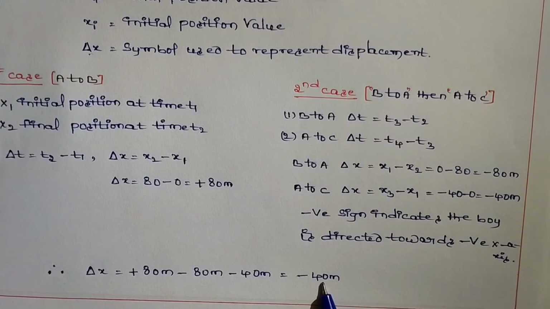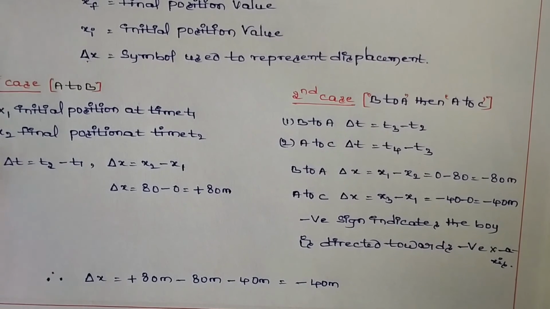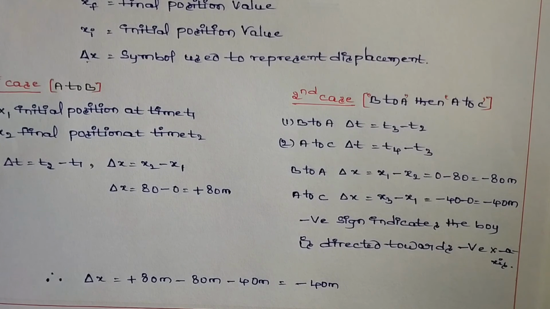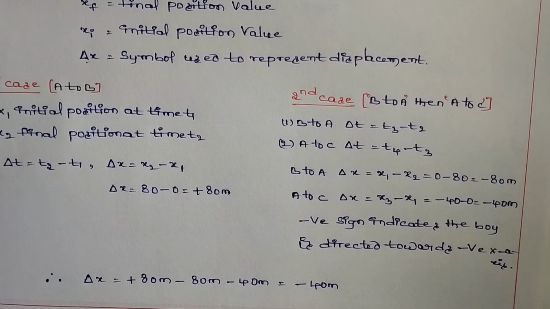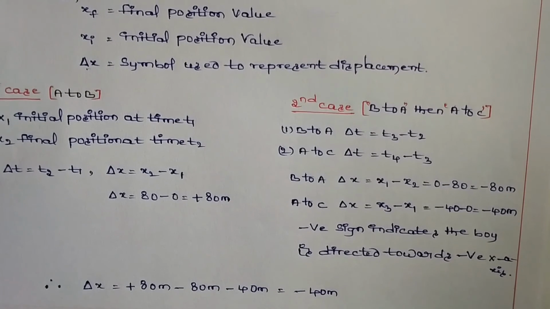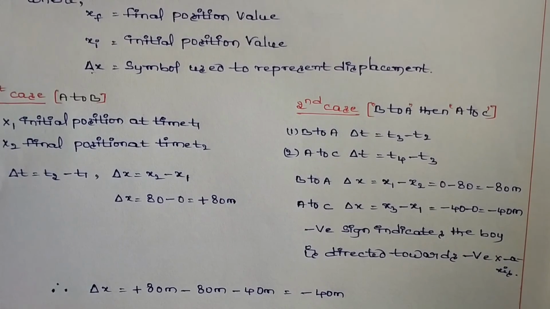Here, this is a vector quantity, it has both magnitude and direction. This is the unit. Here the magnitude is 40 and this sign shows that he is moving towards the negative x-axis. And the magnitude of displacement is always less than or equal to the total distance, but distance can never be 0.